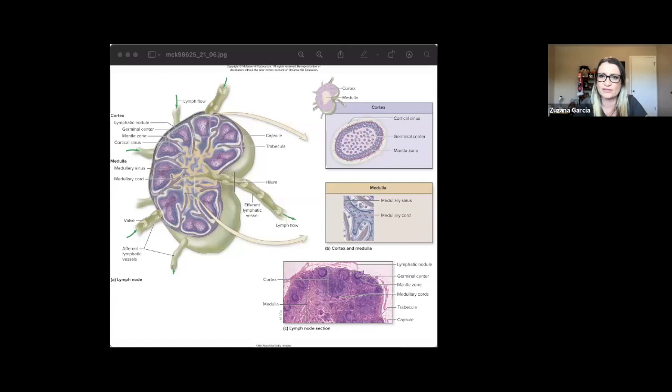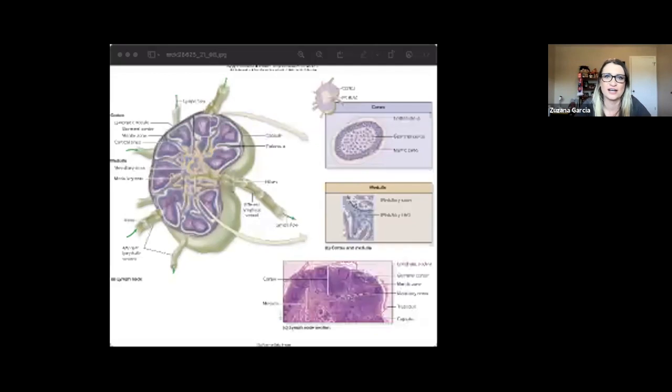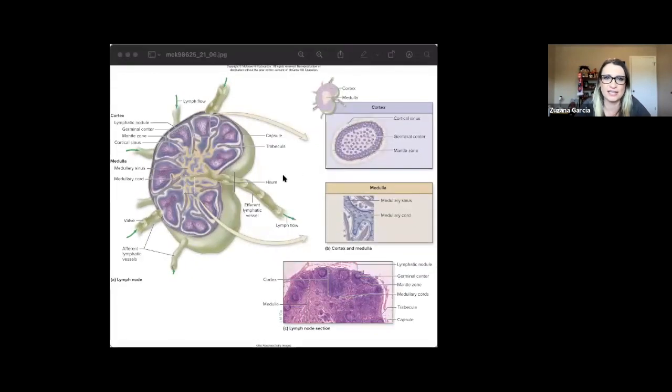So that's the medulla, and that's the lymph node. Make sure that you're able to label this. I don't think it's super challenging, the lymph node. So hopefully it's all good. All right, let's talk about spleen now.